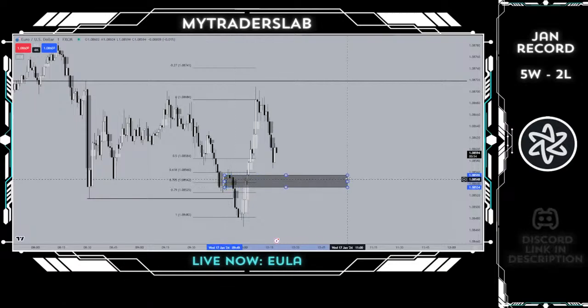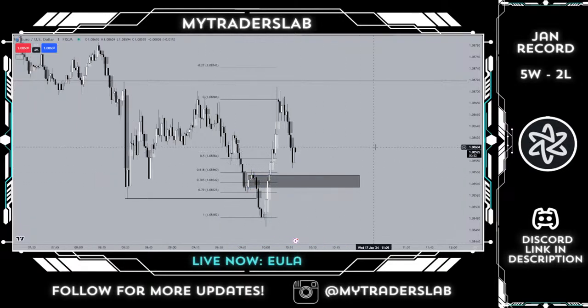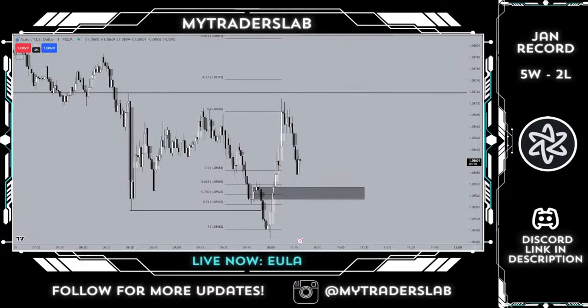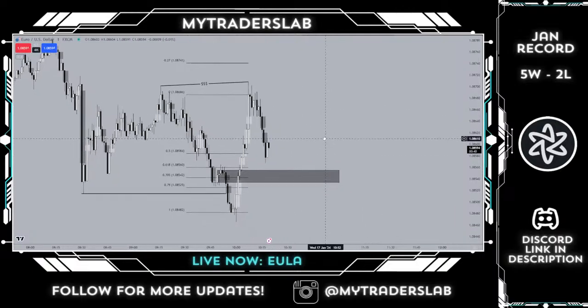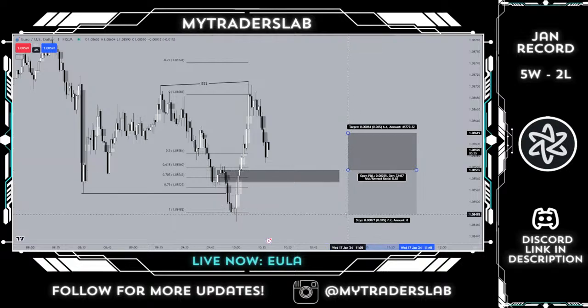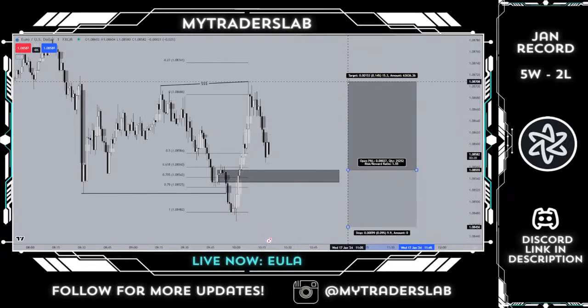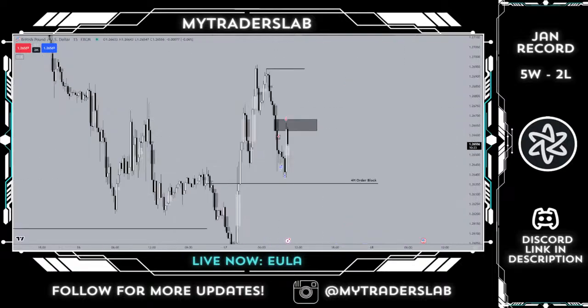This is a breaker block coupled with an OTE level because of these equal highs here. I would definitely like to look to long, but let's check out the stop loss. It'll be a 10 pip stop loss with a 1 to 1.5 risk to reward ratio. Isn't the best. It really isn't the best.